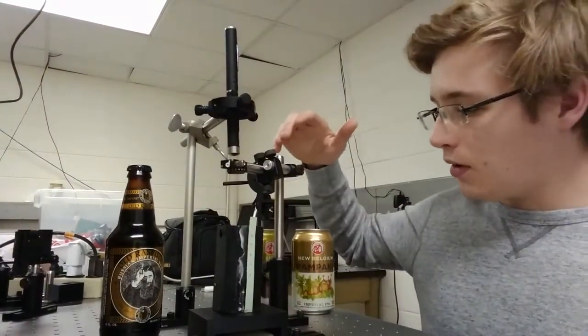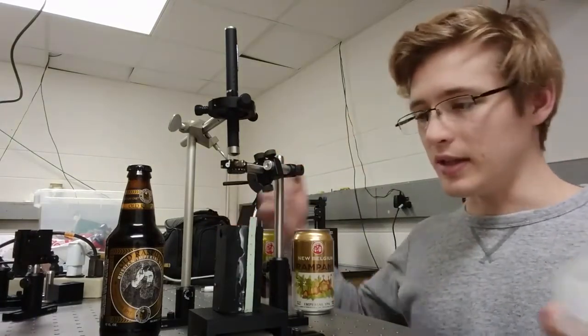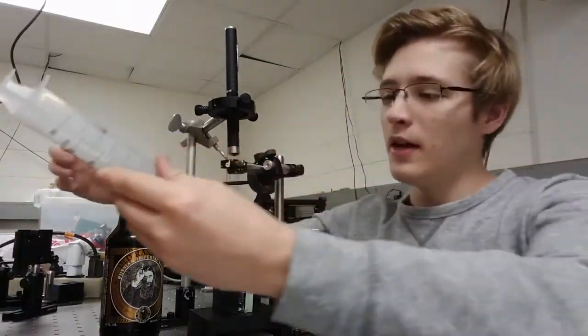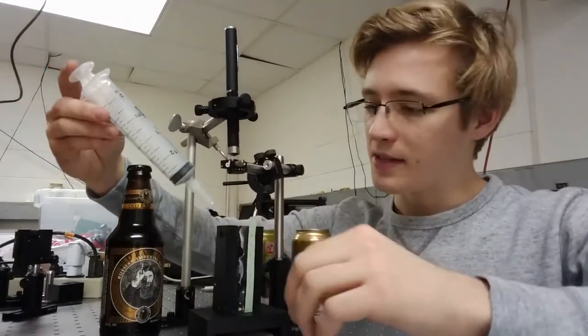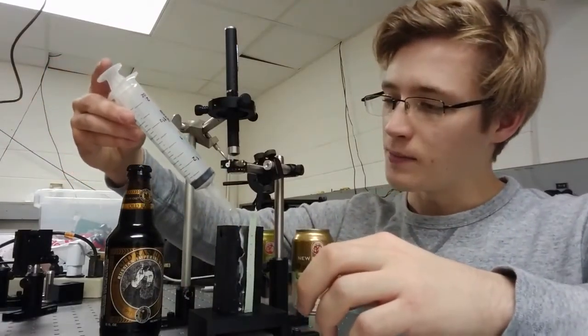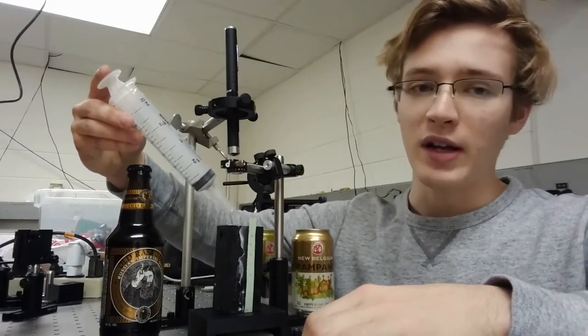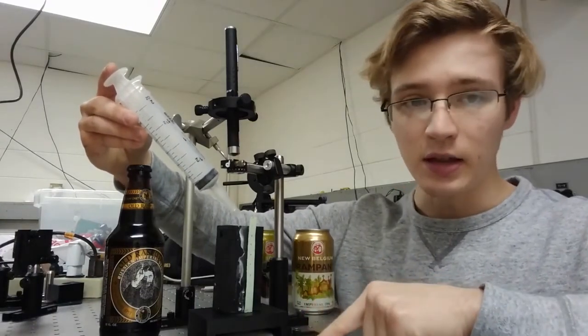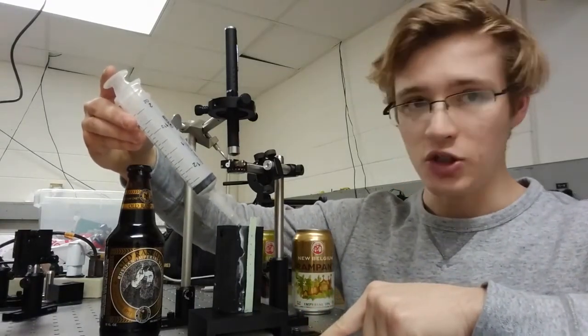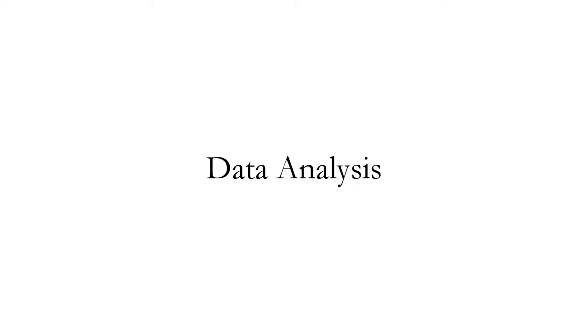And so when we do this, we can take a video and we take this plastic syringe and insert beer into the top so that we can vary H and get an idea of the transmittance at each H while taking a video.